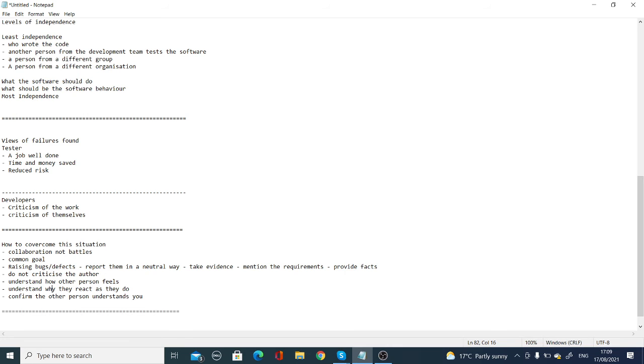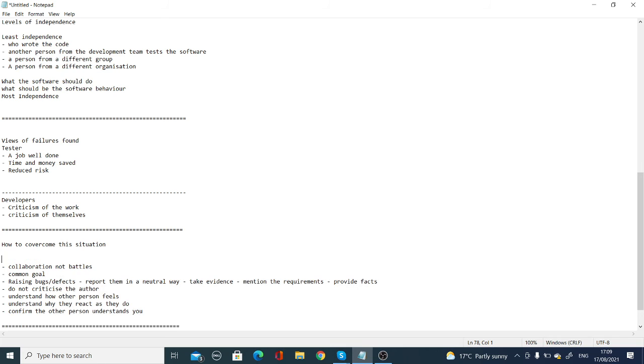Any question? How do we communicate these things with developers? Okay, so you work with developers. Whenever you find a bug, in any document or in the software itself, what you need to do is this.